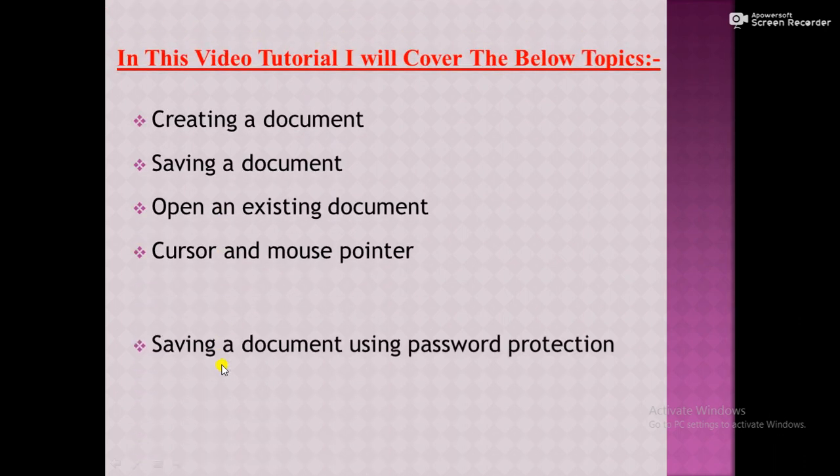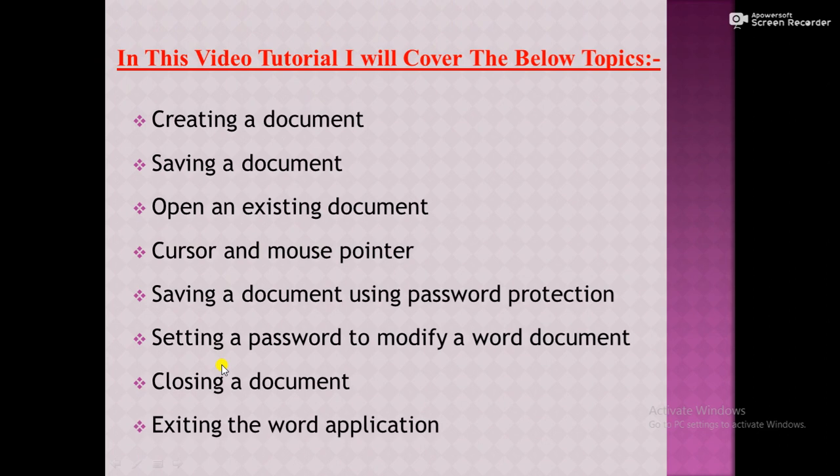First one is creating a document. Next is saving a document. Third one is open an existing document. Next topic is cursor and mouse pointer. Next is saving a document using password protection. How we can apply a password on our document or on our file. Next is setting a password to modify a Word document. Next topic is closing a document, and the last one is exiting the Word application.